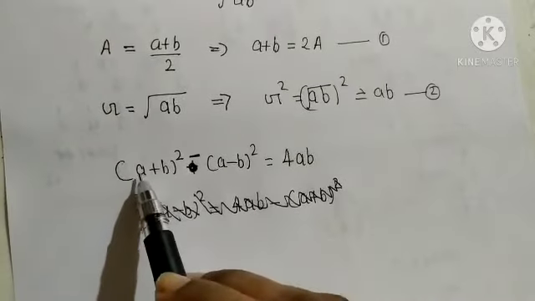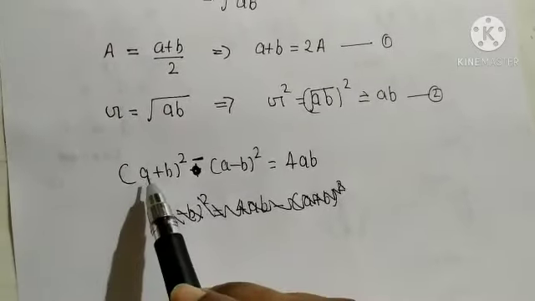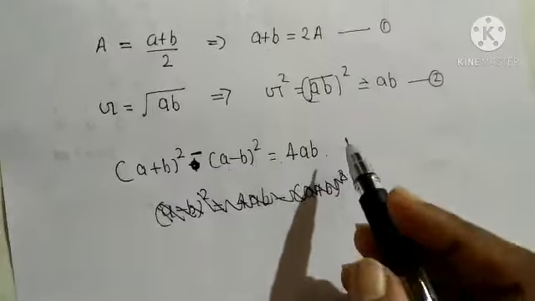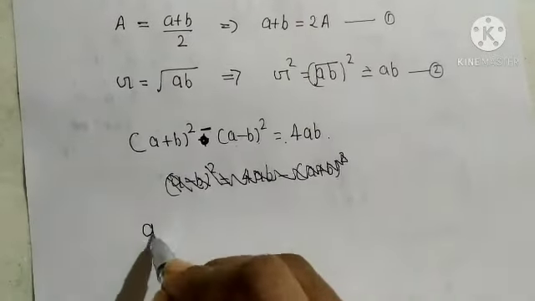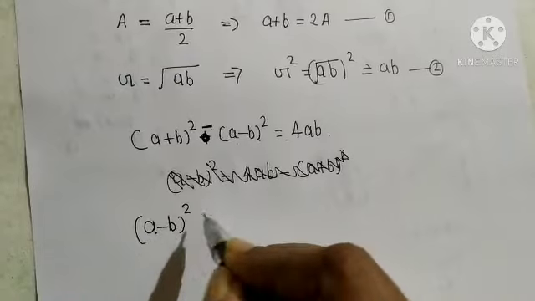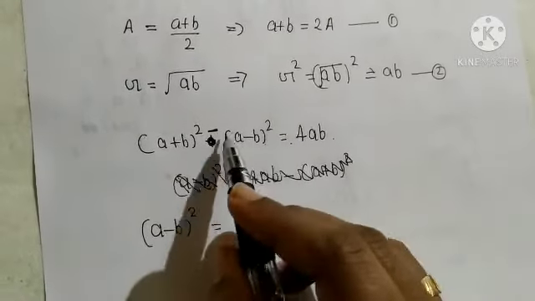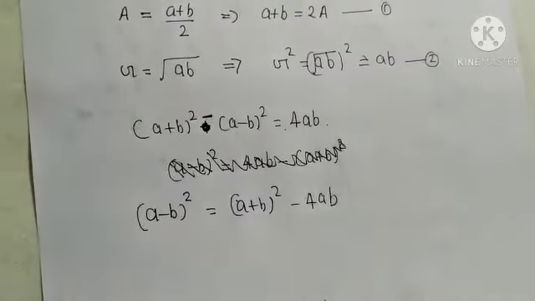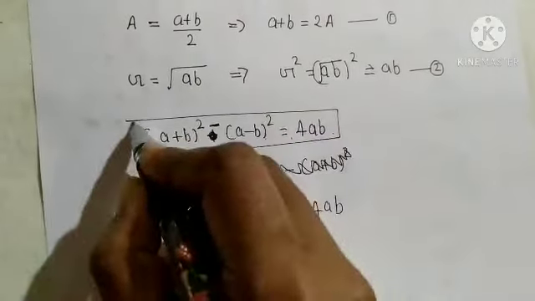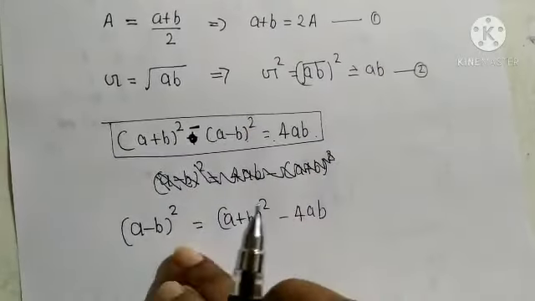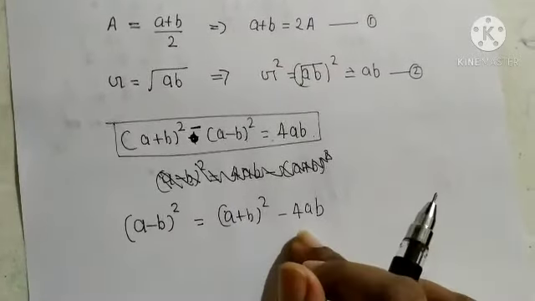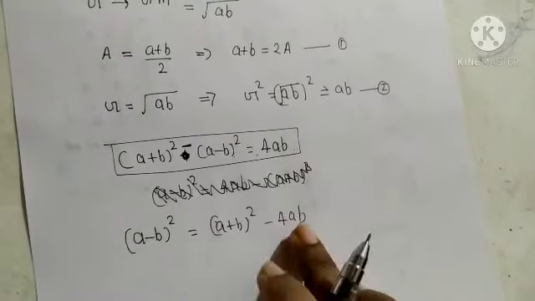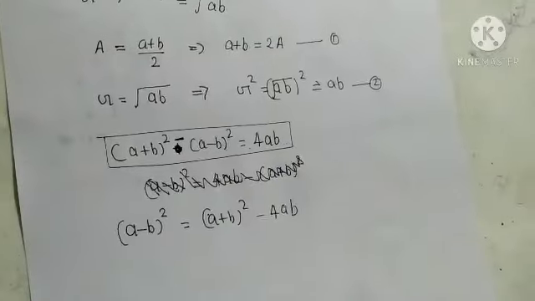Now I am using one identity. We know that (a plus b) whole square minus (a minus b) whole square is equivalent to 4ab, right? From this we can write (a minus b) whole square is equal to (a plus b) whole square minus 4ab. This is an important identity. Next I am going to substitute the values of a plus b and ab using these two equations.